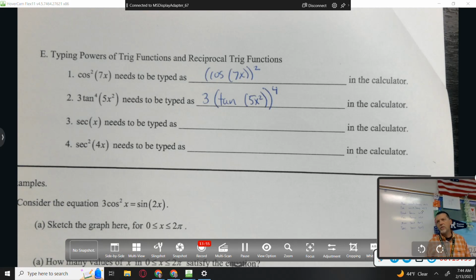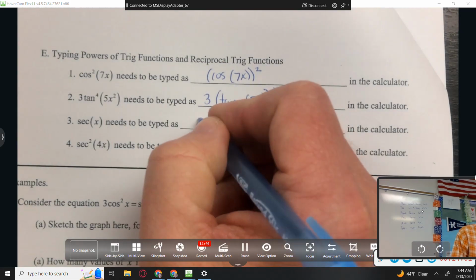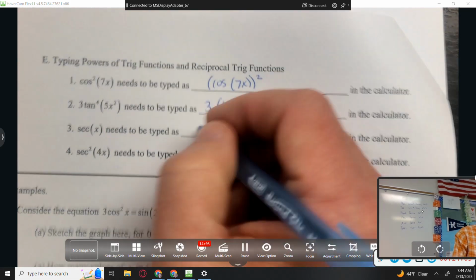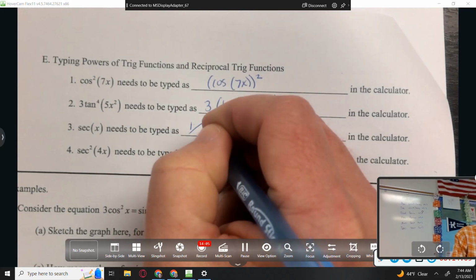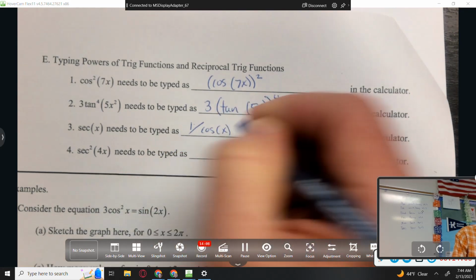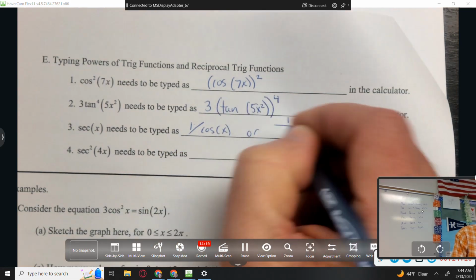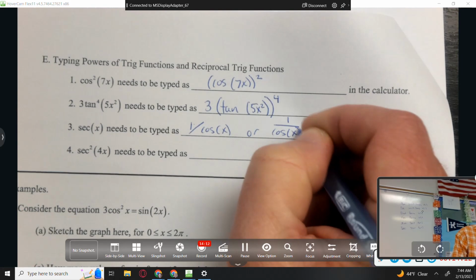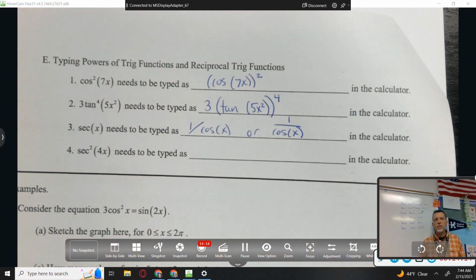Secant. We've talked about this before. We don't have a secant button on the calculator. So it's 1 over cosine. So you could type this in using the fraction template, or you could do just 1 divided by cosine of x. Or if you like to see the fraction, you can do the fraction.